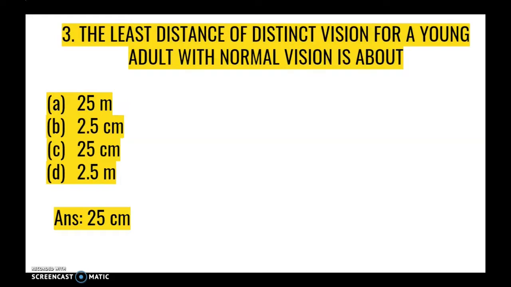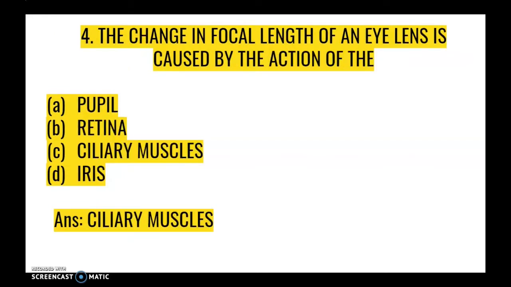The least distance of distinct vision for a young adult with normal vision is about 25 meter, 2.5 centimeter, 25 centimeter, 2.5 meter. Answer is 25 centimeter. The change in focal length of an eye lens is caused by the action of the pupil, retina, ciliary muscles, iris. Answer is ciliary muscles.